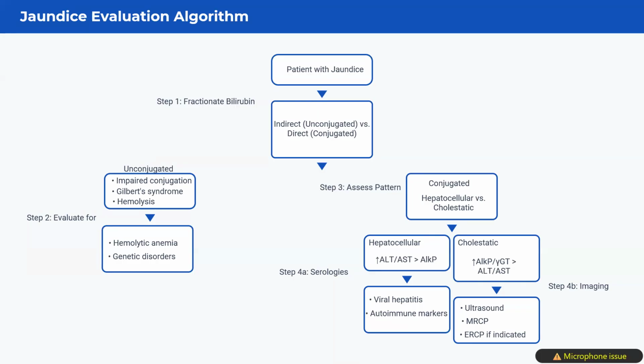So jaundice is not a diagnosis. It is just a symptom of disrupted bilirubin flow. And the key is going to be to figure out where that problem is happening.